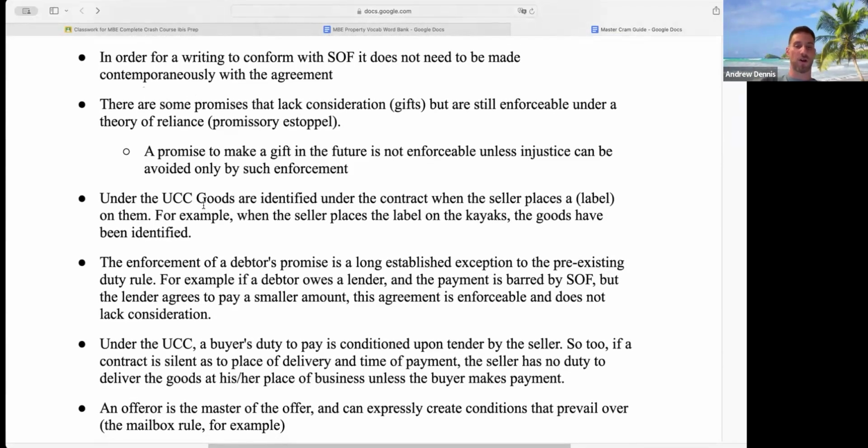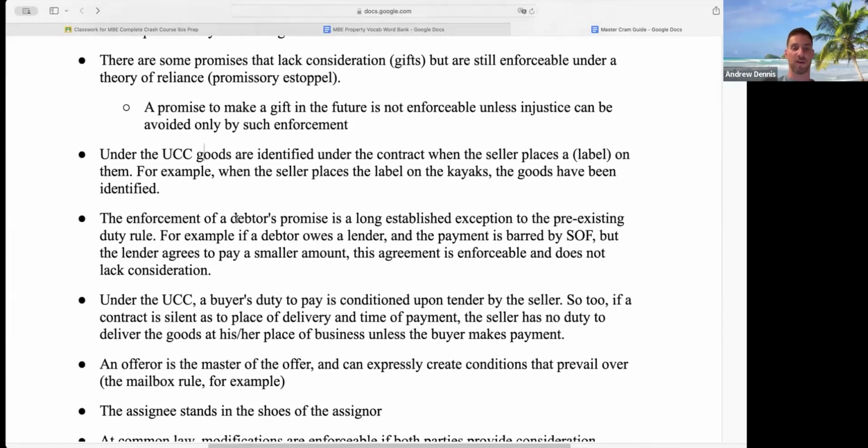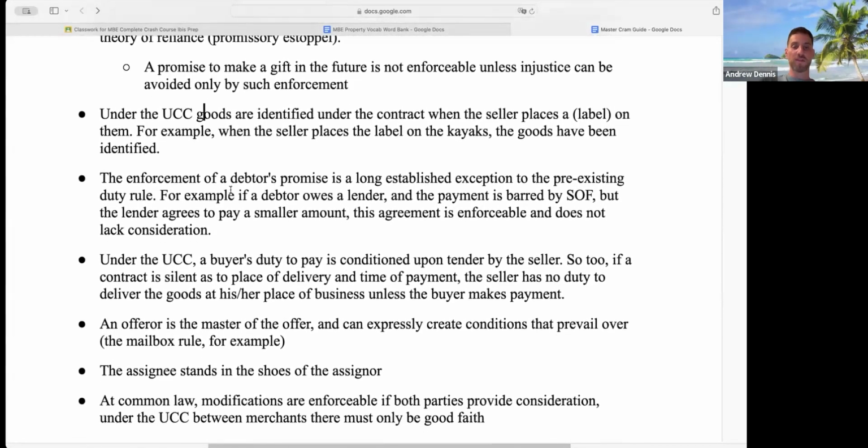Under the UCC, goods are identified under the contract when the seller places a label on them. For example, when the seller places a label on the kayaks, the goods have been identified. The enforcement of a debtor's promise is a long-established exception to the pre-existing duty rule, as I was talking about earlier. For example, if a debtor owes a lender and the payment is barred by the statute of frauds, but the lender agrees to pay a smaller amount, this agreement is enforceable and does not lack consideration. So a long-established exception to the pre-existing duty rule is the debtor's promise to pay back earlier debt.